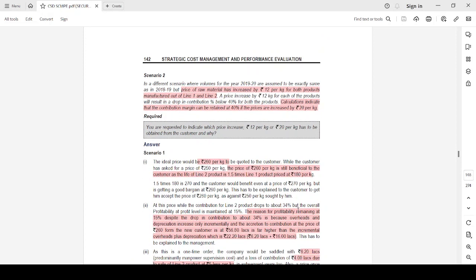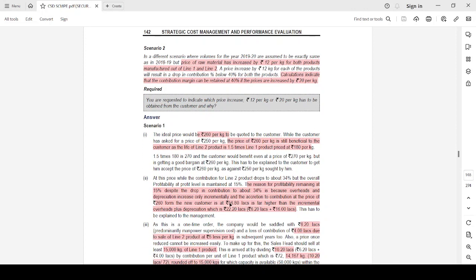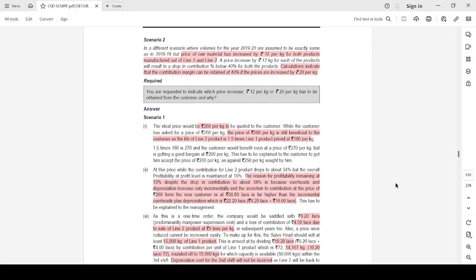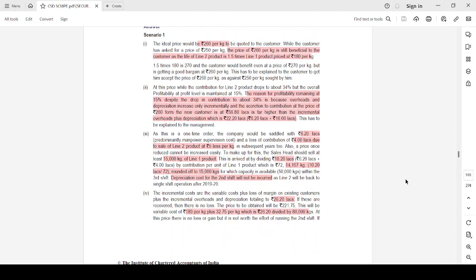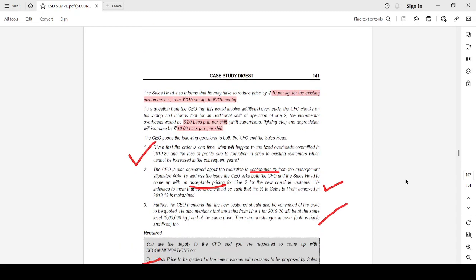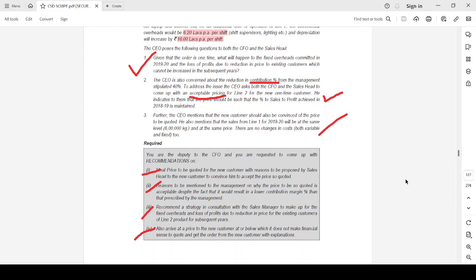How is it? Because I am getting an extra contribution of 56.8, but my additional cost is only 22.2, which is nothing but 16 lakhs of depreciation plus 6.2 lakhs of overheads. The difference is giving me additional contribution, hence the product has to be profitable. It has to be continued. Then the third point I have been asked for: recommend a strategy.